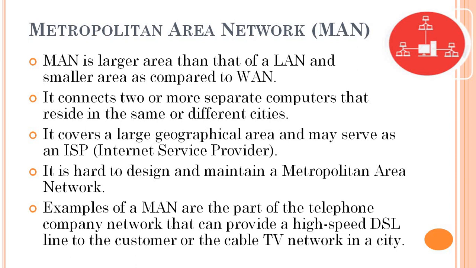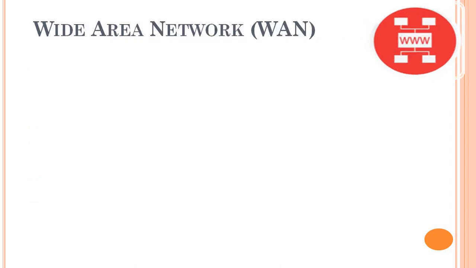Let us talk about the third type of network, which is WAN. WAN stands for Wide Area Network. It is the biggest network. It can be set up across the globe. It is basically a connection of various different LANs at different places. They are joined together and they form a WAN.